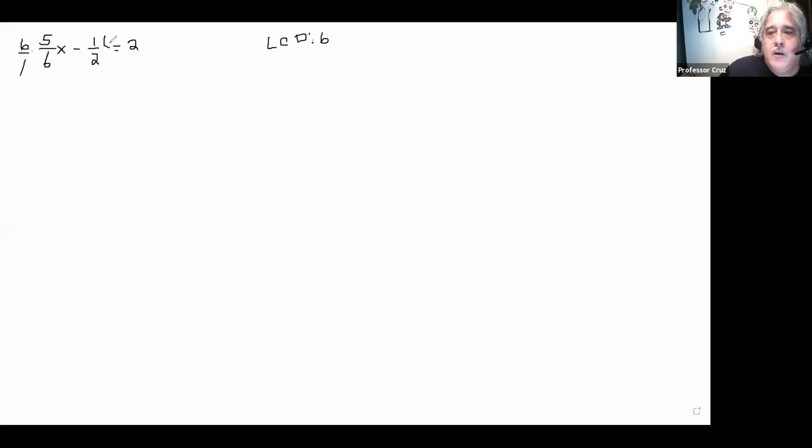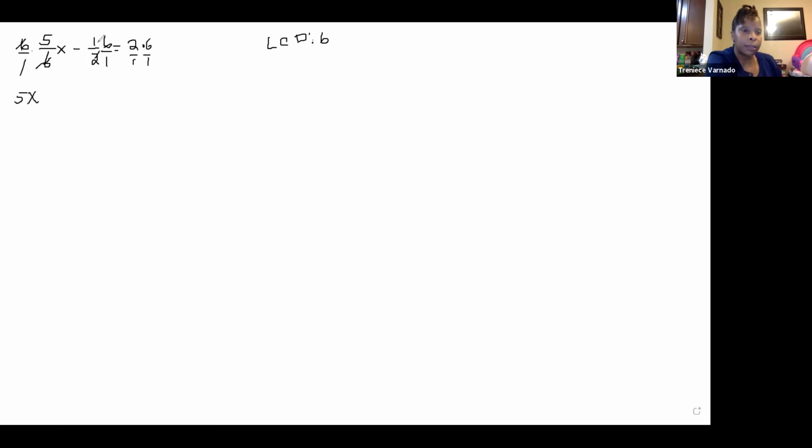So 6/1 here. And then it's going to be times 6 here. You can put them both over 1 if you like. The reason why you're putting over 1 is just so that the numerator and denominator line up. So these are gone, it's just 5x. Here it's negative 3. And 2 times 6 equals 12. That was the step that I missed.